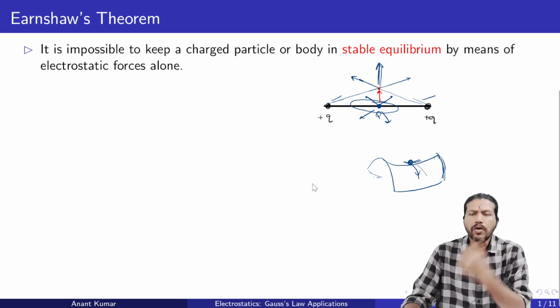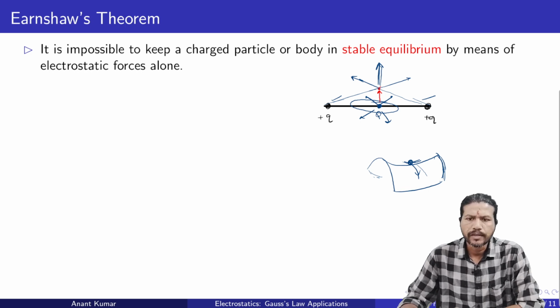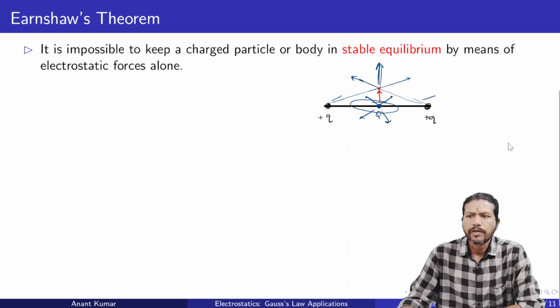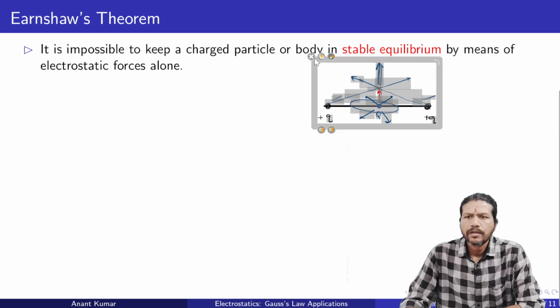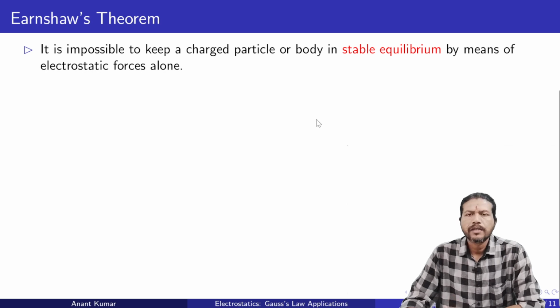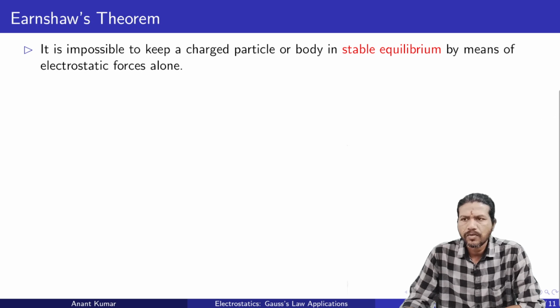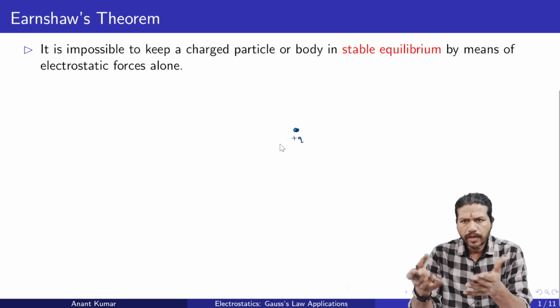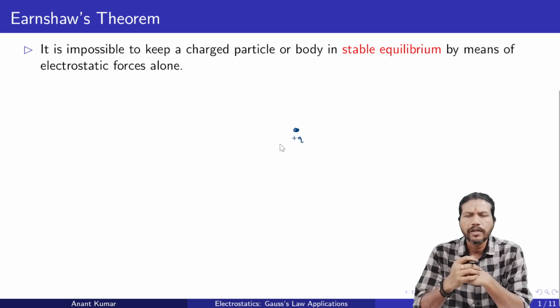Now, how does this Gauss theorem help in proving that we can't have point charges in stable equilibrium only under the influence of static point charges? How does it turn out that a body cannot be in stable equilibrium? So the idea is this. Say for example that we have a positive point charge over here. I'm assuming this is positive, and there is some electric field around it in space.